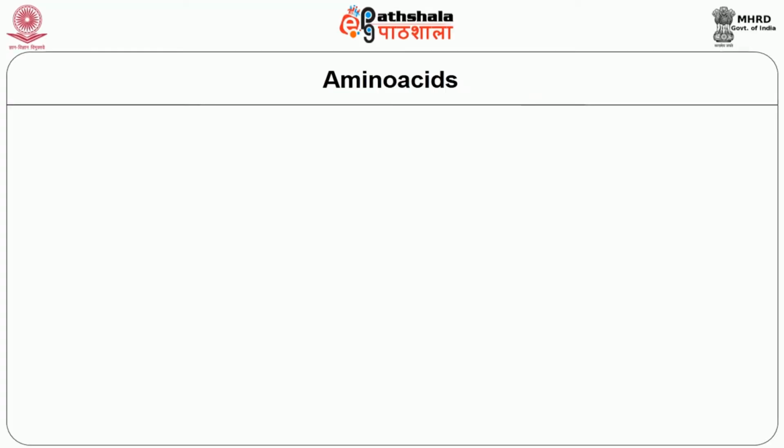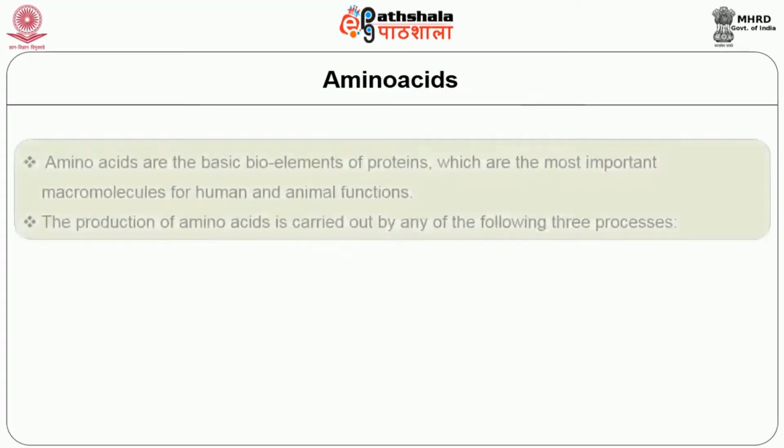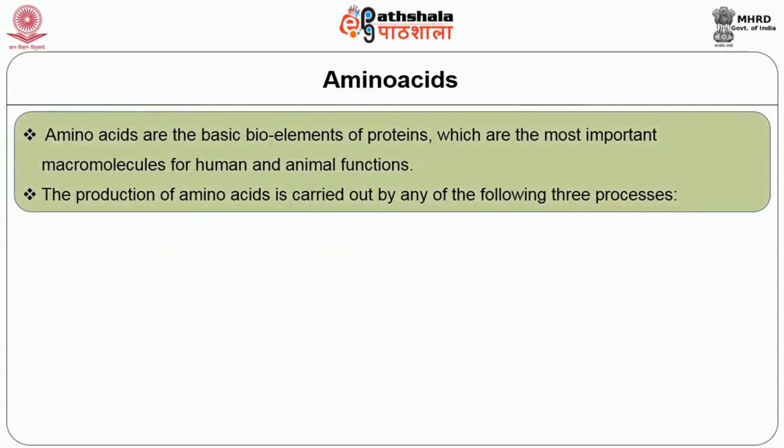Now, let us move on to amino acids. Amino acids are the basic bioelements of proteins, which are the most important macromolecules for human and animal functions. The production of amino acids is carried out by any of the following three processes.